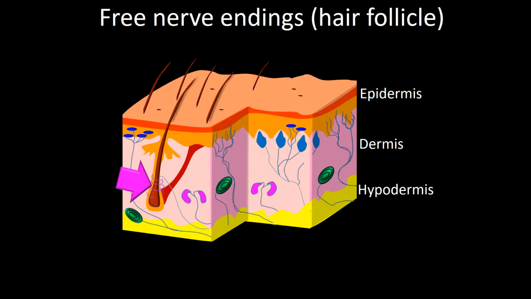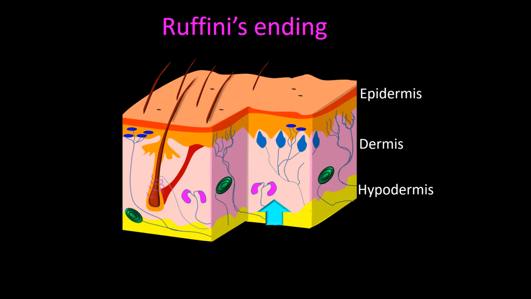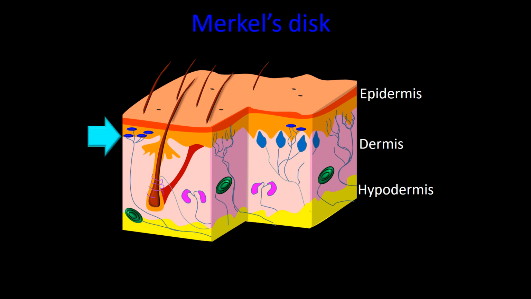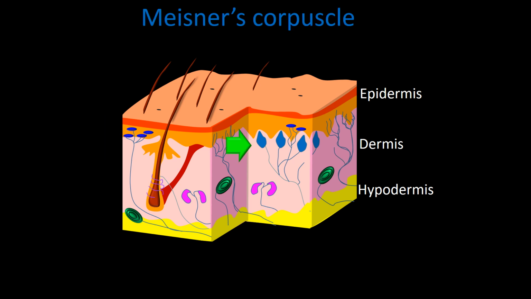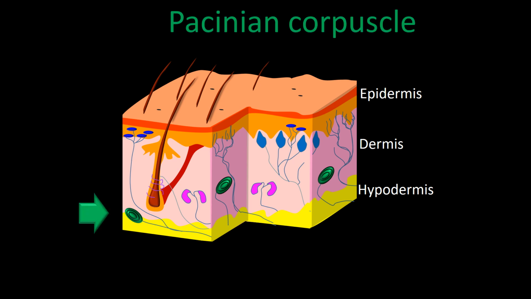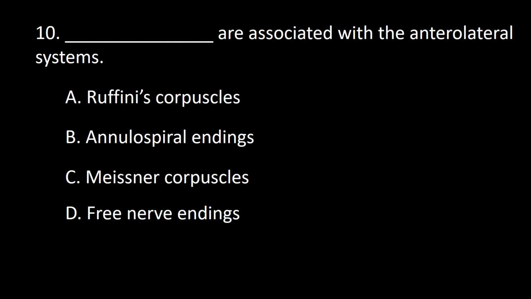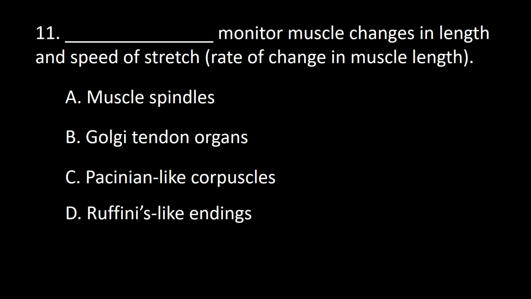Free nerve endings winding around hair follicles, Ruffini endings, Merkel discs, Meissner's corpuscles, and Pacinian corpuscles. The signal travels through the dorsal columns. So the answer is D. It is important to remember that when we say free nerve endings without the attached to hair follicles, we mean just free nerve endings.